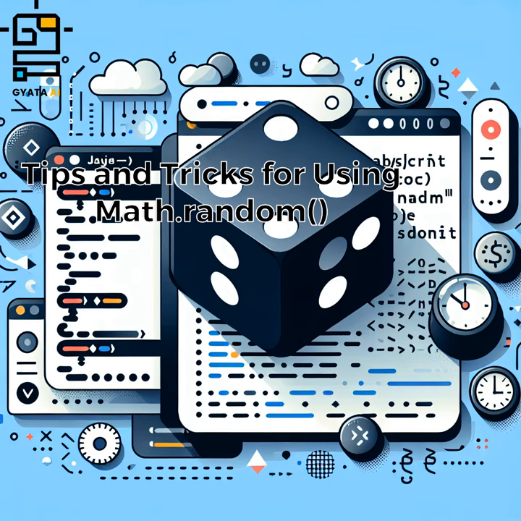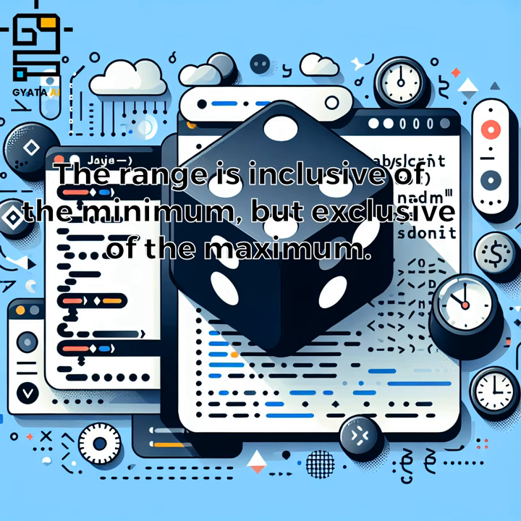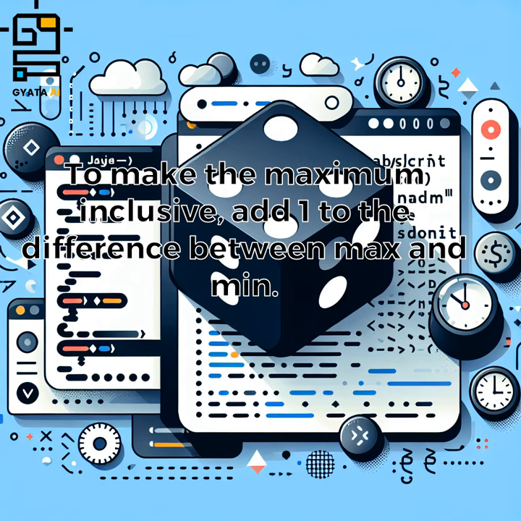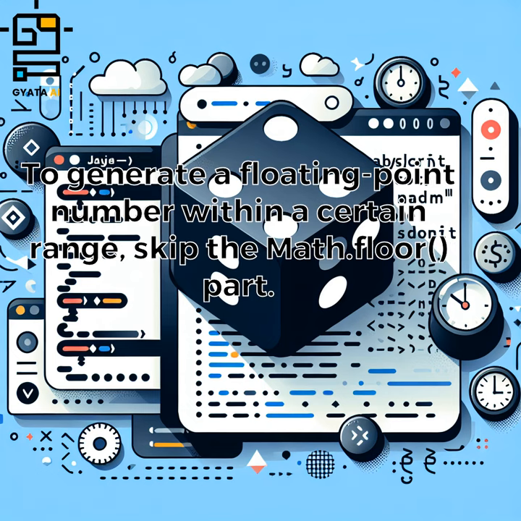Tips and tricks for using Math.random. The range is inclusive of the minimum, but exclusive of the maximum. To make the maximum inclusive, add 1 to the difference between max and min. To generate a floating point number within a certain range, skip the Math.floor part.